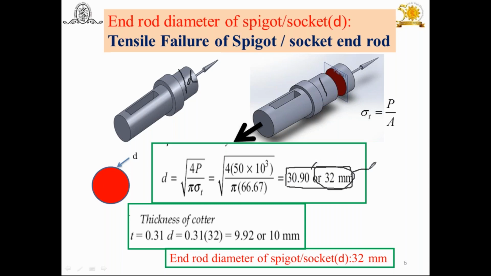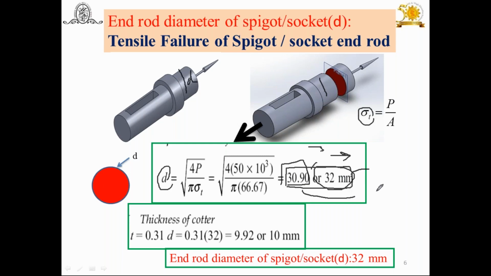You can increase it. What does it mean? Diameter 30.90 means this end rod of the spigot and socket is going to sustain when diameter d is equal to 30.90. If it's greater than this, it is always going to sustain. But when this diameter is less than 30.90, it is going to fail because of the tensile stress. Try to understand this. That's why you have a right to increase the dimension by some magnitude.